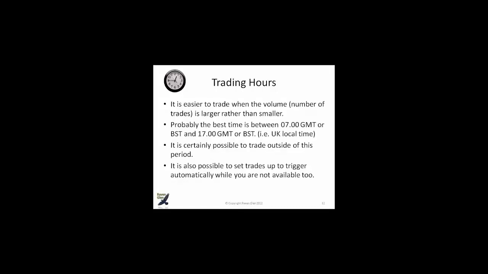It is easier to trade when the volume, that's the number of trades, is larger rather than smaller. It's probably best to trade between 7 in the morning and 5 in the afternoon in the UK, irrespective of whether it's British summertime or not. It is certainly possible to trade outside of that period, but better again, if you can, to trade within it. It is also possible to set trades to trigger automatically, whether opening or closing, when you're not available to look after them.